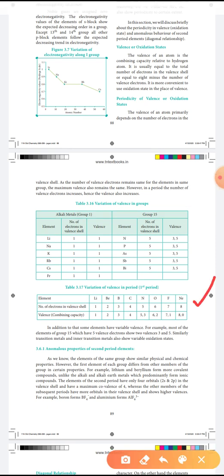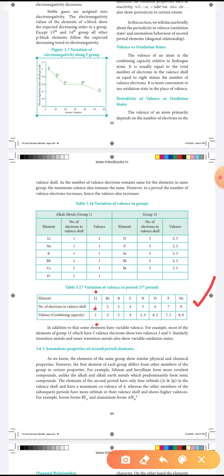See the second table column. The element lithium, the number of valence shell electrons is 1. So that valence is 1, the outer shell containing only 1 electron. So that valence is 1. Beryllium, outer shell electrons 2, valency 2.